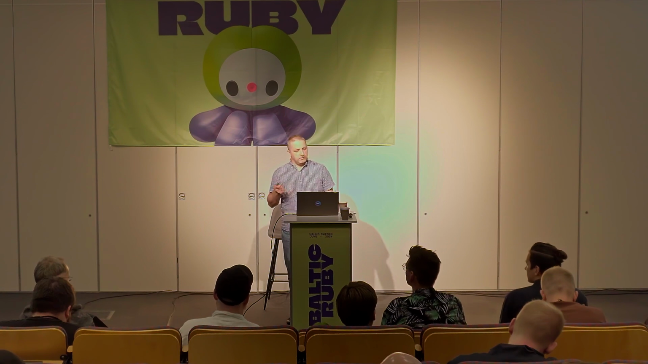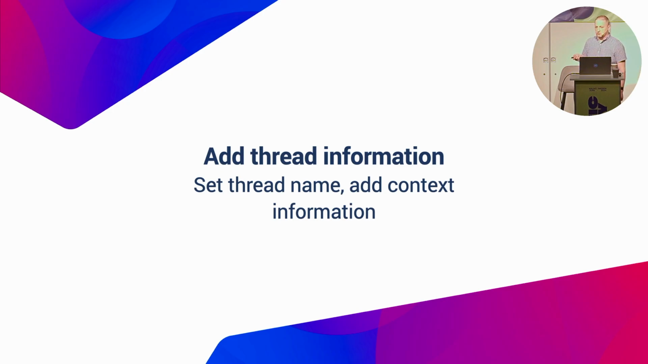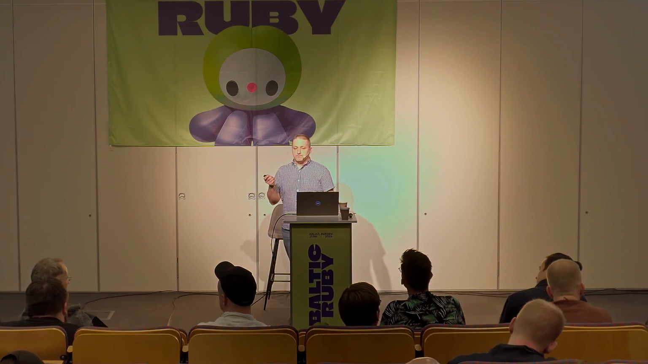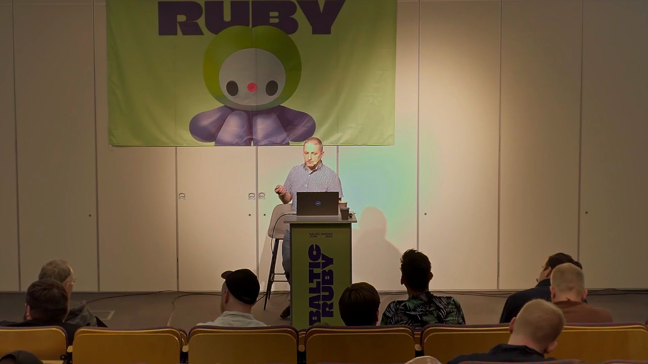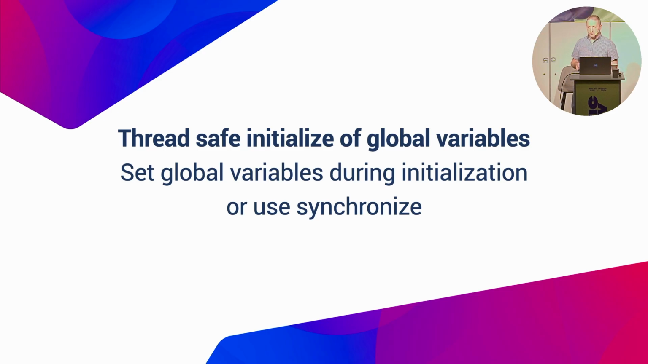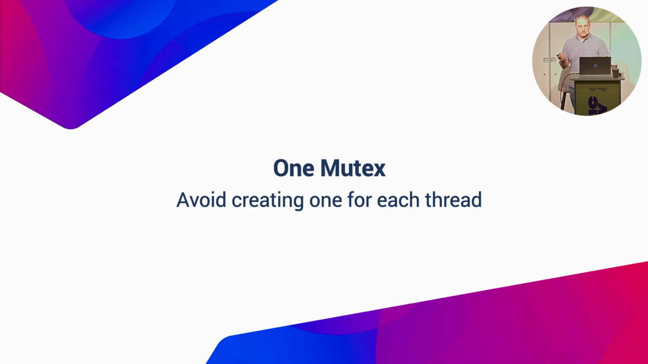For maintenance purposes and better debugging, don't use just Thread.new. Set a thread name, set thread context, so that it's easier for you to use information inside the thread, and also for logging purposes. Initialize global and instance variables thread-safely, so that you don't get ghost network or database connections. This is the case where mutex synchronize is very valuable. And be sure that you use one mutex for all your threads, so that there is no mutex in thread context, where they synchronize only with themselves.